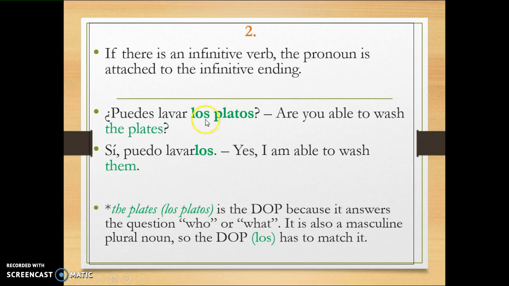Again, the plates, side note, or los platos in español, is the DOP, the direct object pronoun, because it answers the question who or what. It is also a masculine plural noun, so the direct object pronoun has to match it. So that's why we chose los. So we replace los platos with los.